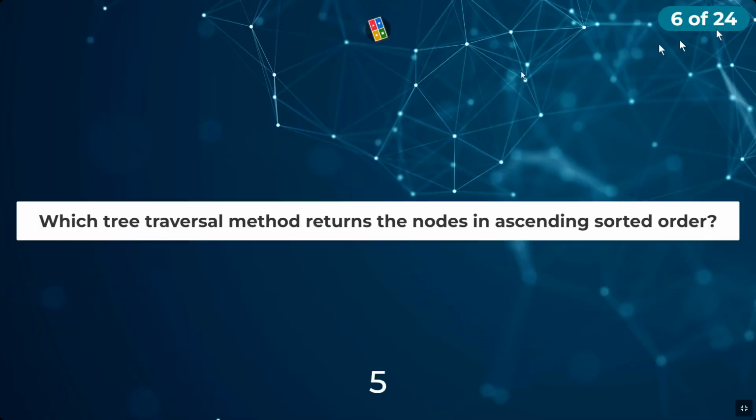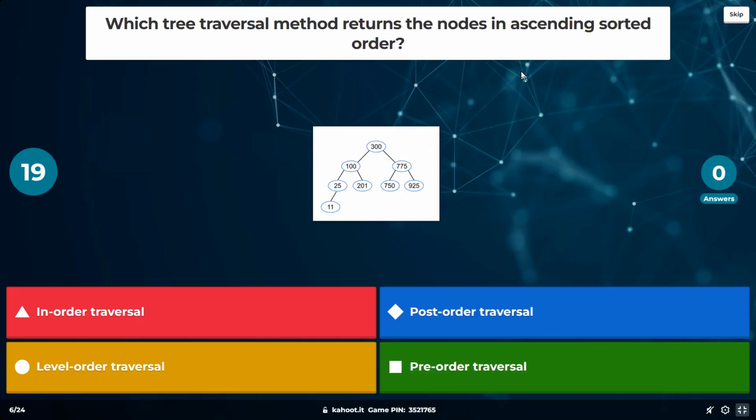Great, doing great. All right, let's do one more question, and then we'll look at some slides. Which tree traversal method returns the nodes in ascending sorted order? I guess about half of you are going, what? What is this about? What does this mean to be reversing the trees?